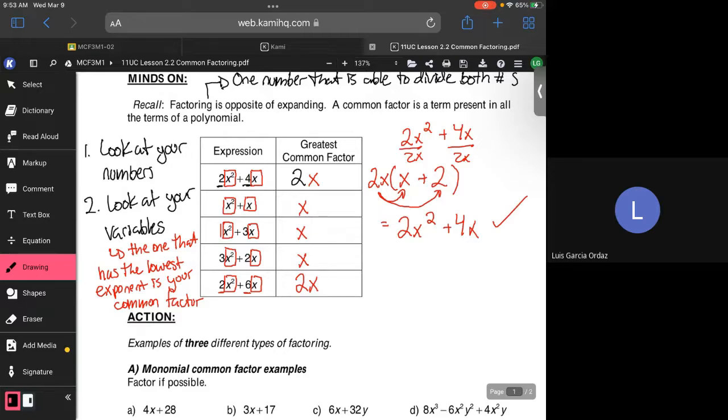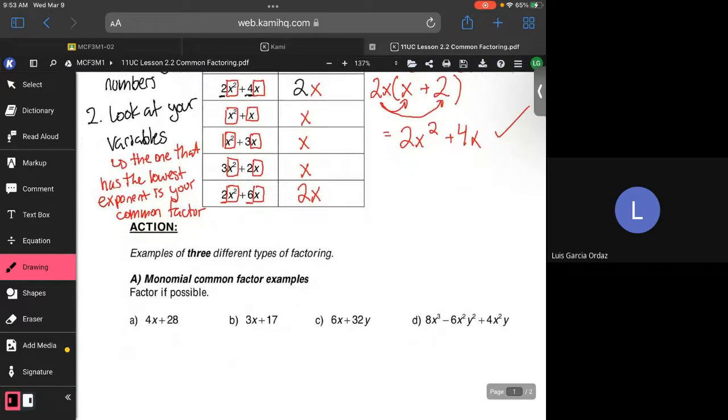So now we're going to get to some examples. There are 3 types of factoring. We have monomial factoring, binomial factoring, and then we have factoring by grouping. That's what we're going to do last. So the first one is the easy one. It's monomial factoring, where we have to look for the biggest common factor.